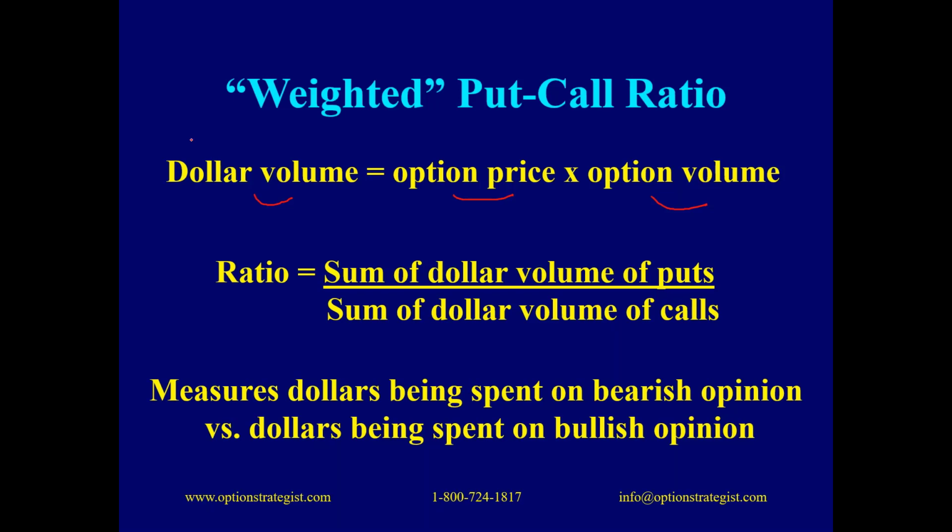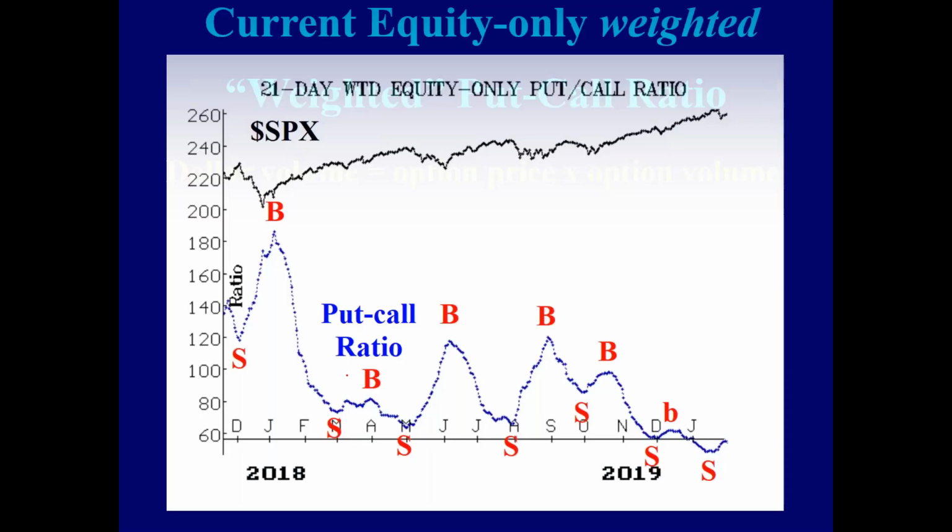So again, we make that calculation, let's say for every option in IBM, and then we sum them up for all the puts. Separately, we sum them up for all the calls, and that's the weighted put-call ratio. So now we're measuring the dollars being spent in bearish opinion versus the dollars being spent on bullish opinion. And a lot of times the signals occur about the same time, but they're from much larger extremes.